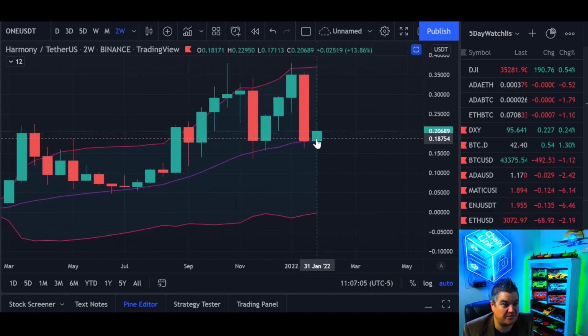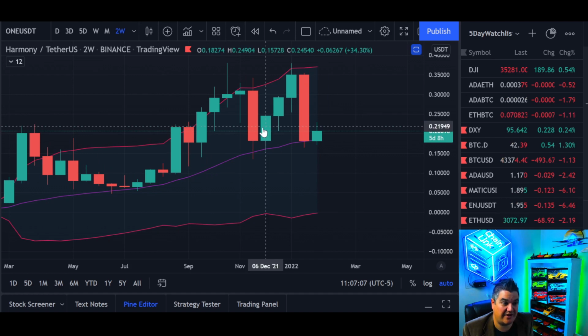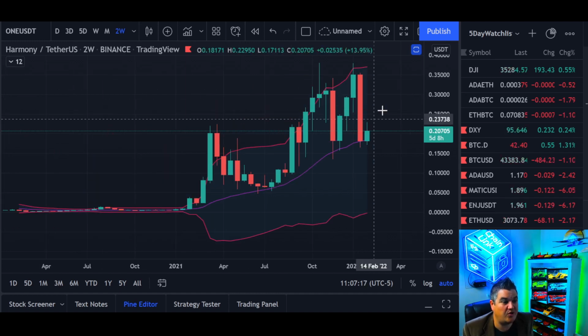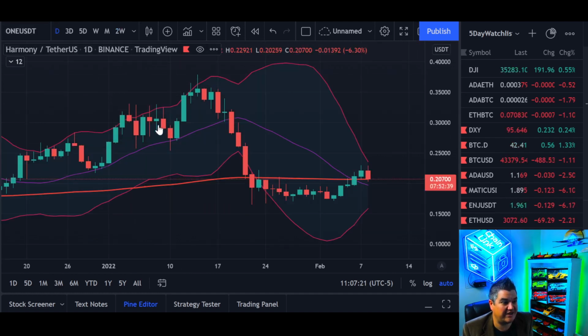Okay, so we're holding support. We're moving back up. I would like to repeat that, right? Go back to retest the top of this now. We're approaching all-time highs again. So great signs for Harmony One if you have a big enough telescope. So zoom out when in doubt.